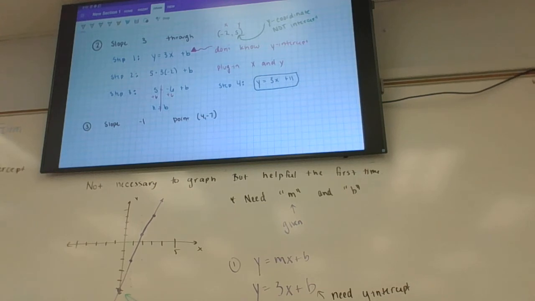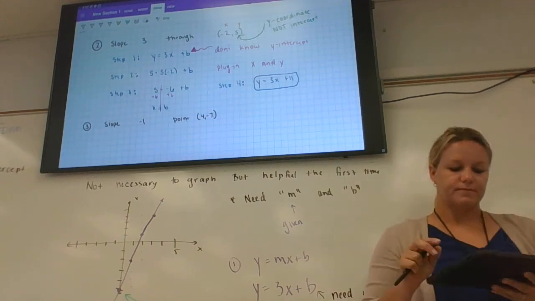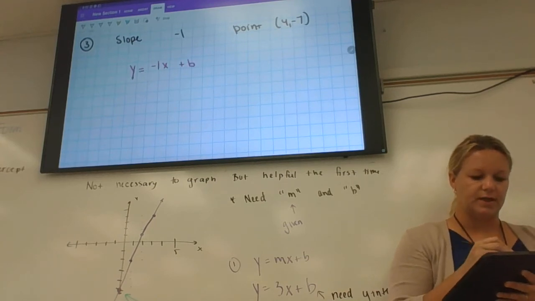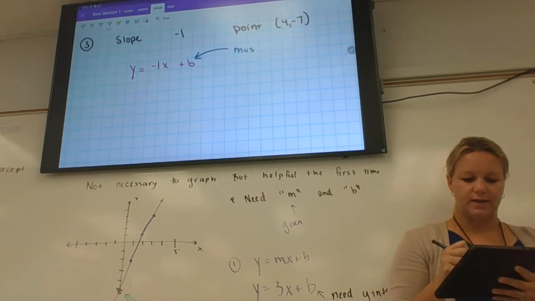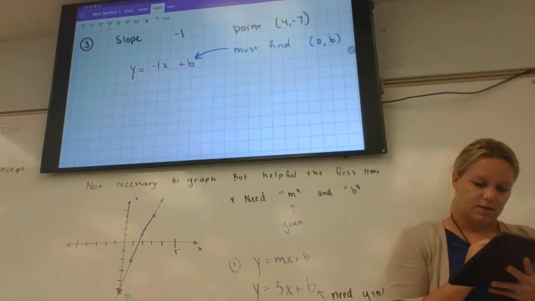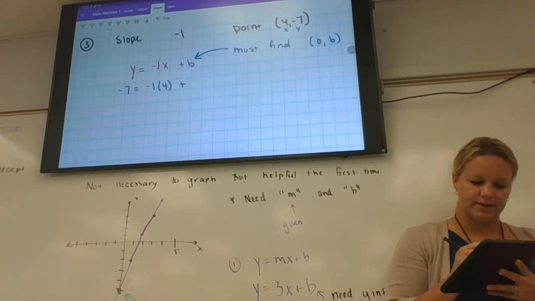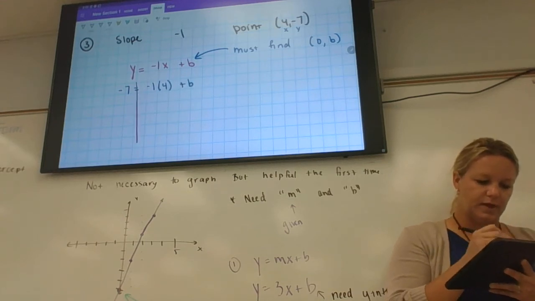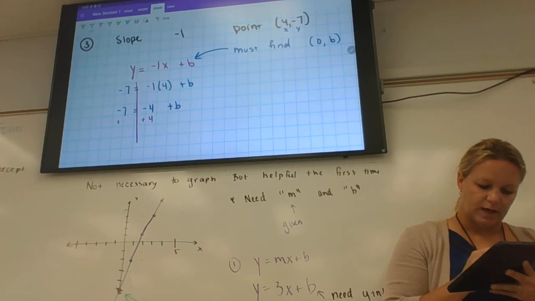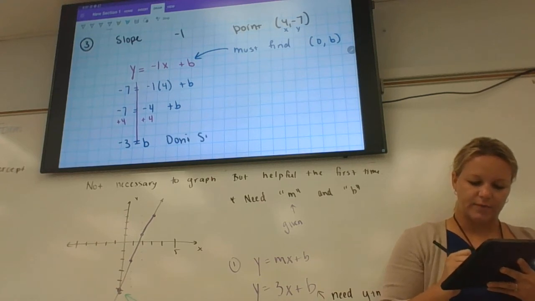Good. Okay, good job. I'll run through this and then I will pass out your test. So I know that y equals negative 1x plus b. We must find the b value. It'll be like 0, comma b, like an intercept. So I'll put the negative 7 in for y, that's x comma y. I'll put the 4 in for x, and that's going to help me figure out b. So this is negative 7 equals negative 4 plus b. Add 4, add 4. Negative 3 equals b.